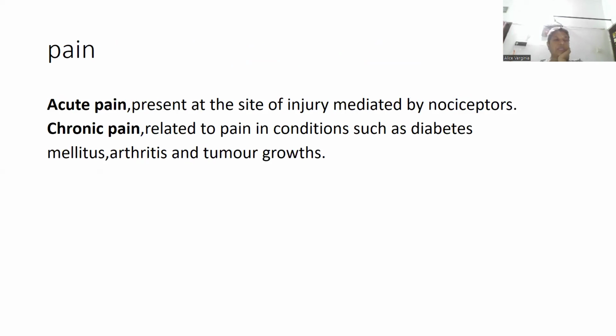So, pain, there is acute pain and chronic pain. Acute pain is present at the site of the injury, and chronic pain is usually related to conditions like diabetes, arthritis, and tumor growths. Next slide, please.